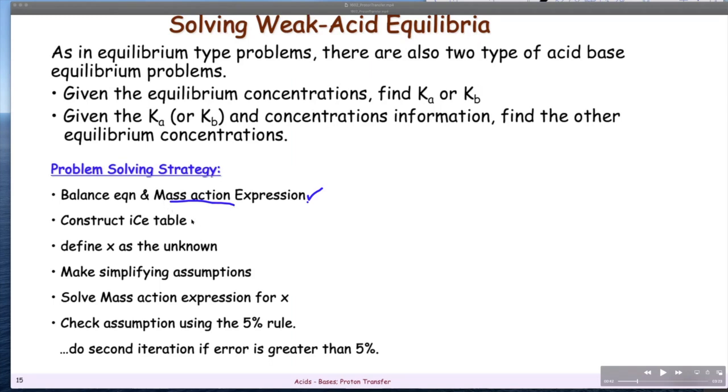You have to construct an ICE table. You use the variable x in terms of how much of the hydrogen is released and how much of the hydrogen is picked up. And then you solve for x to figure out how much of the product forms, as we did in chapter 15. And then just double check your assumption, making sure that the 5% rule applies.